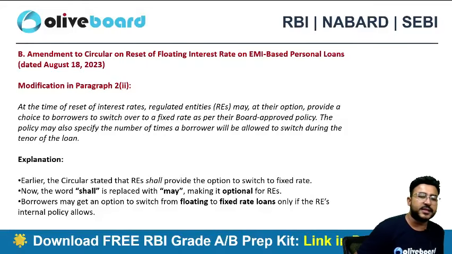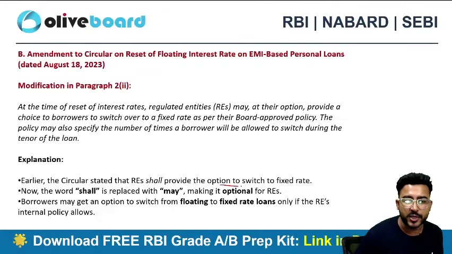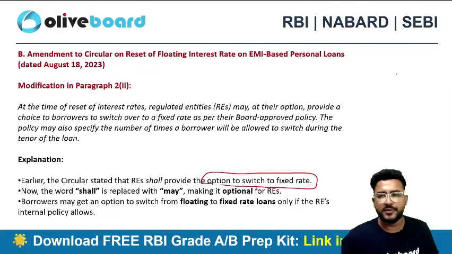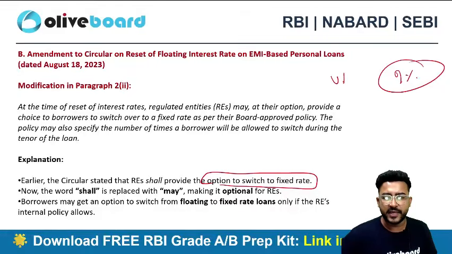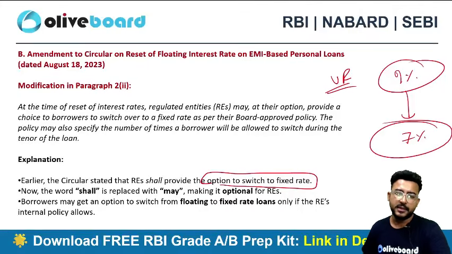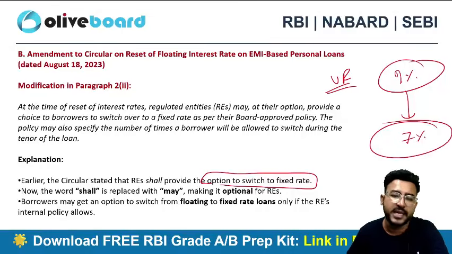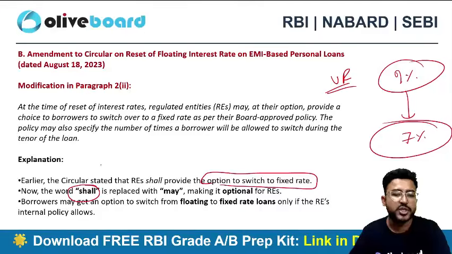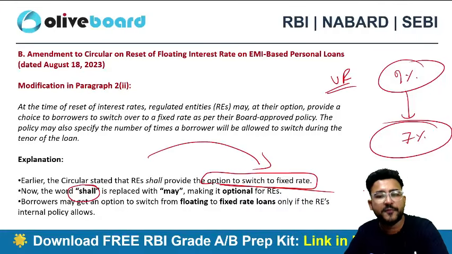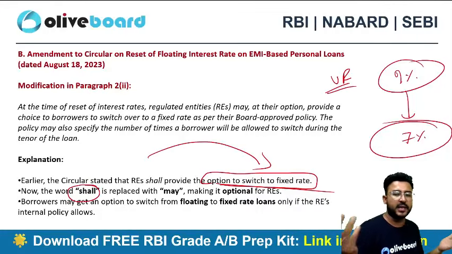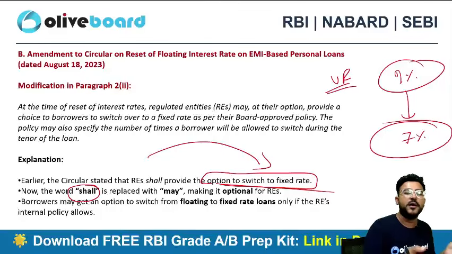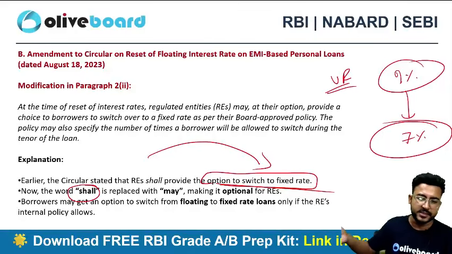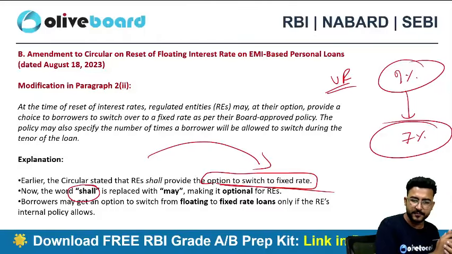Then earlier the circular stated that RE shall provide an option to switch to fixed rate. Now let's suppose I am having a 9% loan, that's a variable rate loan. If the rate is changing to 7%, I'm demanding a lesser interest rate, right? However, there was the word shall earlier in the provision, that the bank shall provide an option to switch to the fixed rate of interest. So whenever there is a change, the bank can give me an option that I can move to a fixed rate system instead of a variable rate system, right? In fixed rate, there won't be any kind of changes.